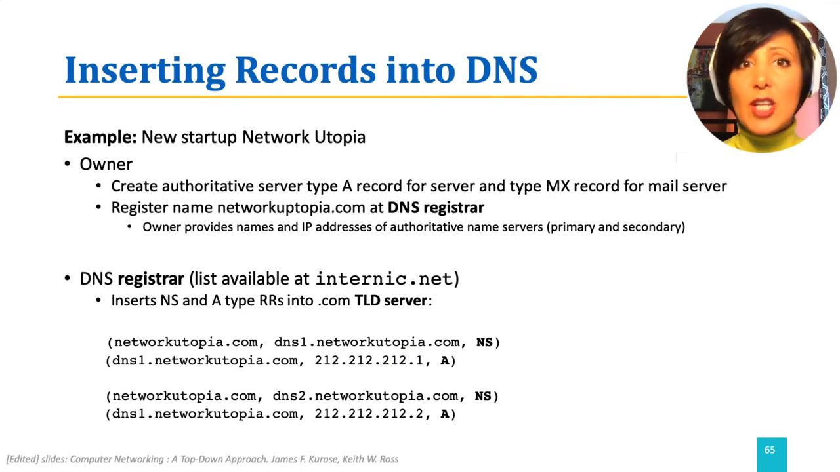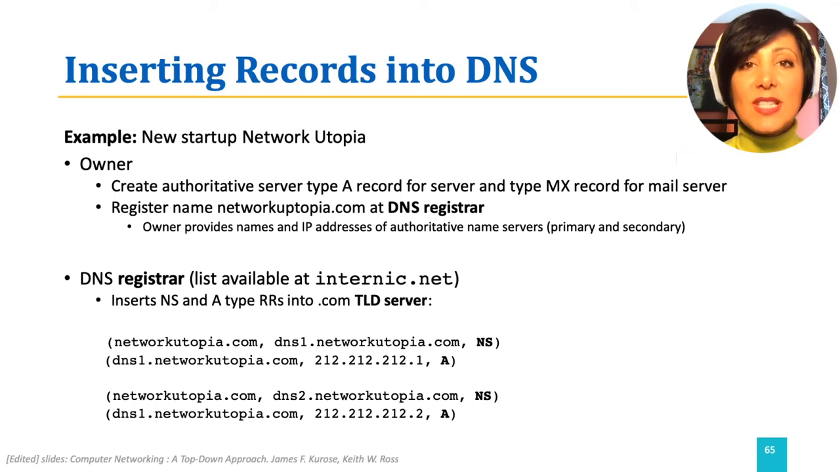One thing that I did not mention so far is how a new record gets disseminated in the DNS distributed database. When you want to have a host name for your server, for example, networkutopia.com, you need to register it at a DNS registrar. You can find a list of registrars at internic.net. A DNS registrar is a commercial entity that ensures the requested domain name is unique. Then it enters the corresponding record into the DNS system.